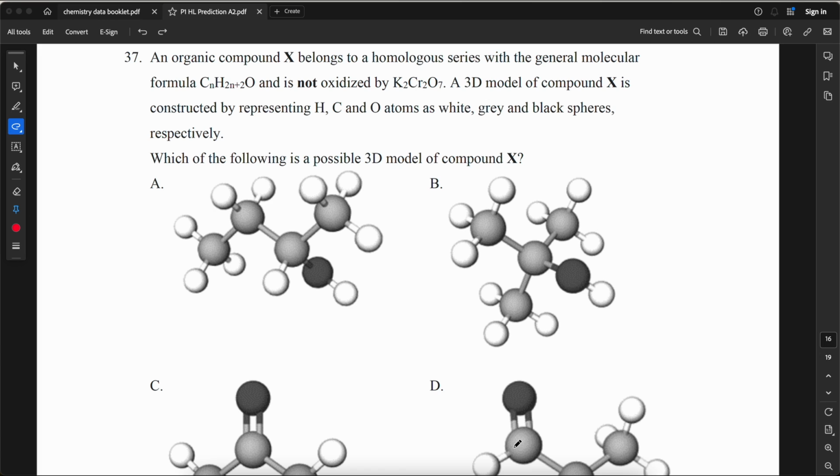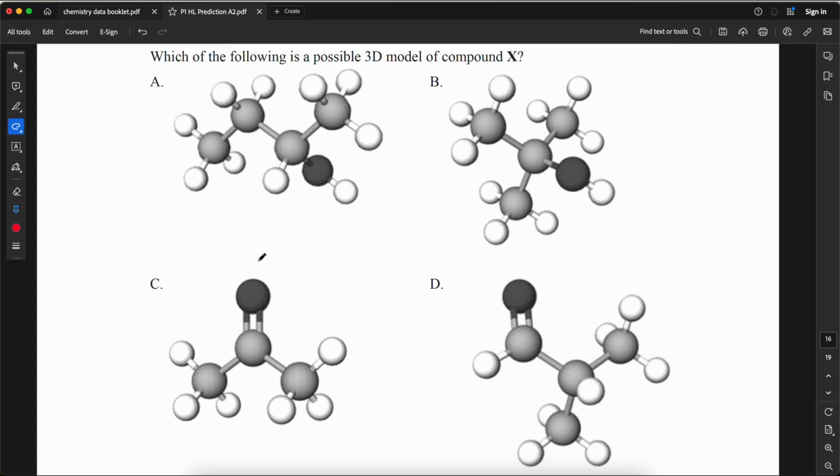An organic compound X belongs to a homologous series with the general molecular formula CnH2n+2O. This is the general formula of an alcohol, and it's not oxidized by potassium dichromate. It means it is a tertiary alcohol. As you know, a primary alcohol, when oxidized, becomes an aldehyde, and further oxidation will produce a carboxylic acid. A secondary alcohol, when oxidized, will produce a ketone. But a tertiary alcohol will not undergo oxidation. So we need to find which one is the tertiary alcohol from options A, B, C, D.